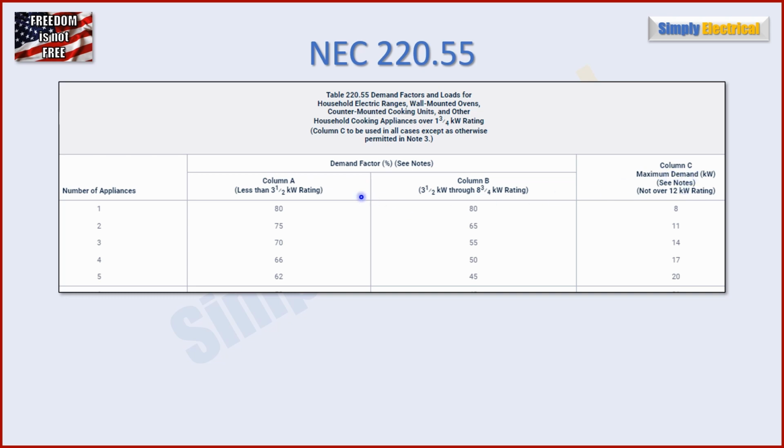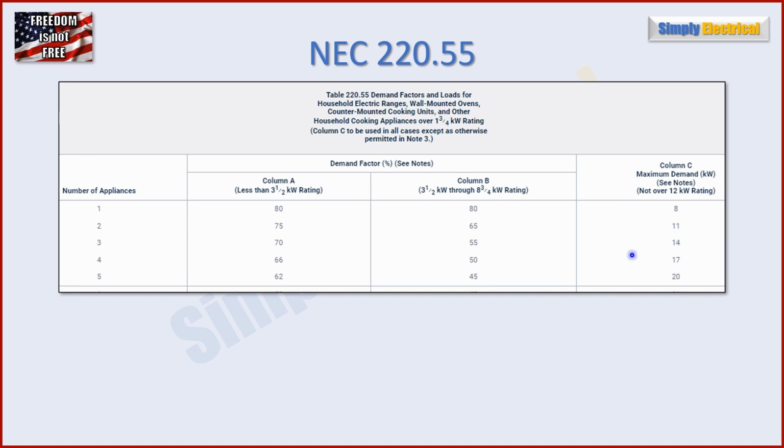So the difference between A, B, and C, and this is very important to recognize: A and B are demand factor percentages. So this is 80%, 75%, and so on. Same with column B: 80, 65, 55, and so on. However, column C is not a percentage. This is a kW demand rating. So this is 8 kW, 11 kW, and 14 kW, and so on.